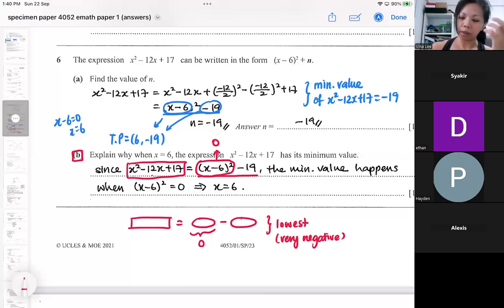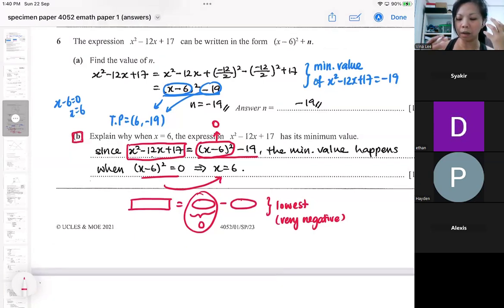So you will say something like, the lowest you can go happens when this thing is equal to 0. And that's how you get x equal to 6. So you see it like an inequality thing: how can you make it the lowest?